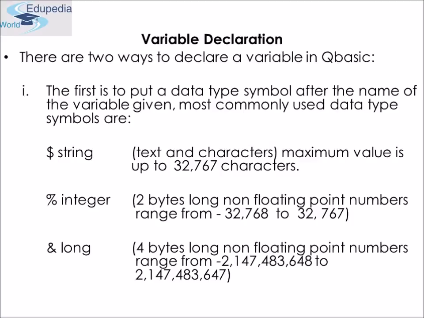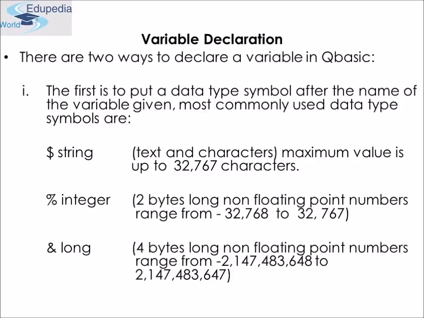So now comes the declaration of the variable. In QBasic, we have two ways to declare a variable. The first one is to put a data type symbol after the name of the variable given. The most commonly used data type symbols are: for a variable called string, we have a data type symbol of $.